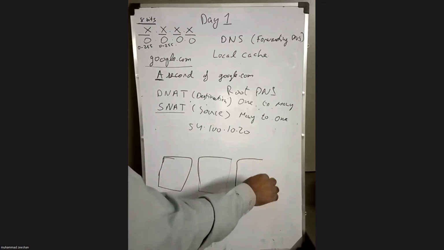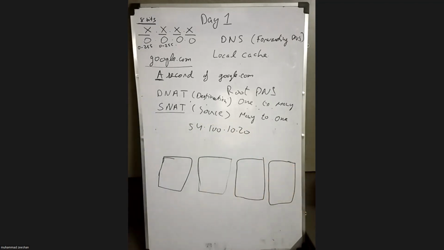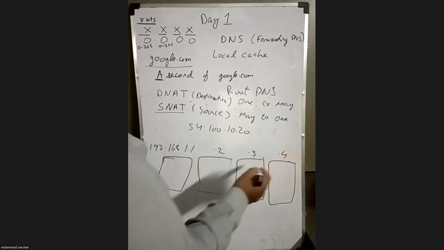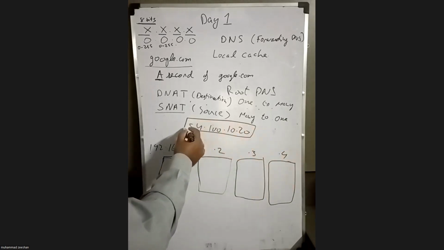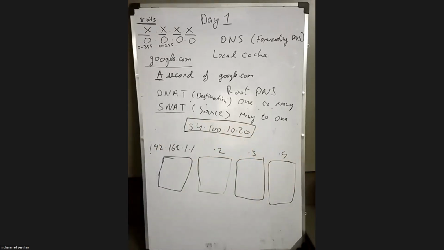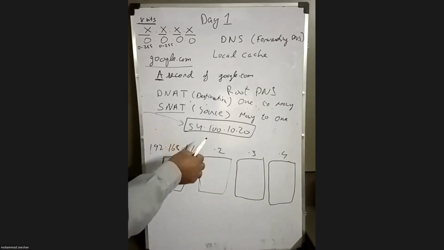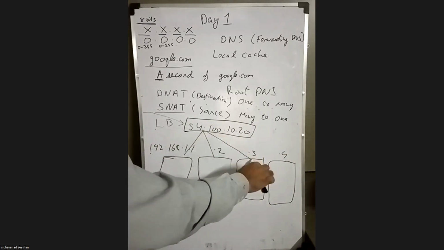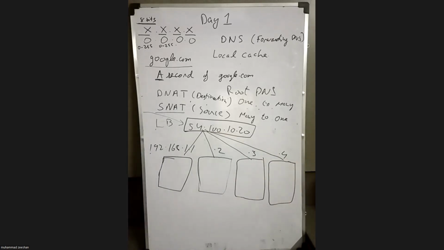This is another server. This is another server. And maybe I have thousands of servers. And this is 192.168.1.1. This is .2. This is .3. This is .4. So I was telling you, this can be a load balancer. All the traffic is coming to this IP address, and through the load balancer, we can load balance between a lot of servers.